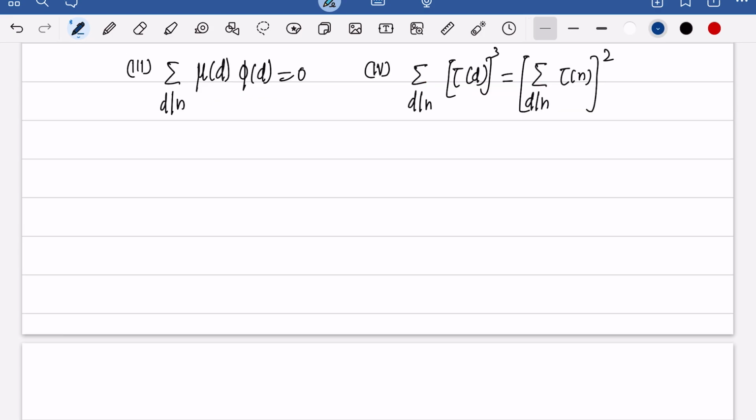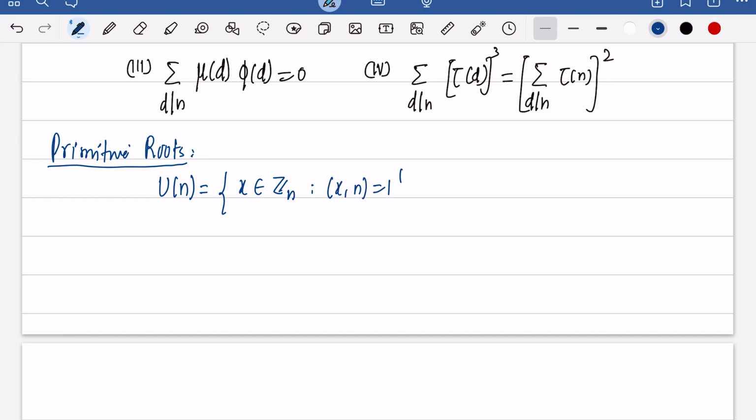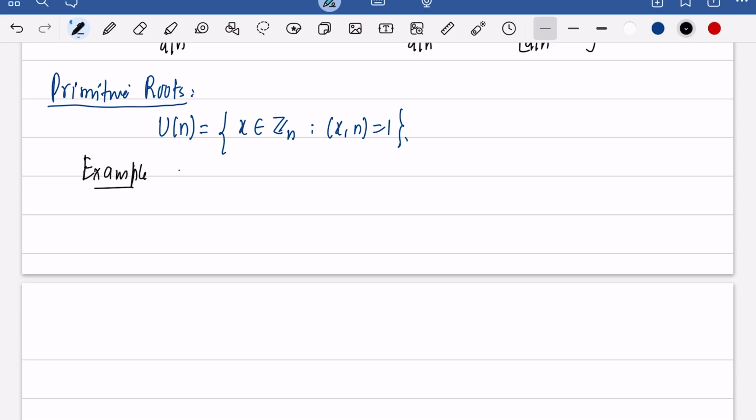Now let's come to our next topic, primitive roots. Before stating the primitive roots, we mention one definition here, U of n. It is the set of elements in Zn such that x and n are relatively prime. For example, if we want to write down U of 10, this will be the set of elements in Z10 which are relatively prime to 10, so it is 1, 3, 7, 9.